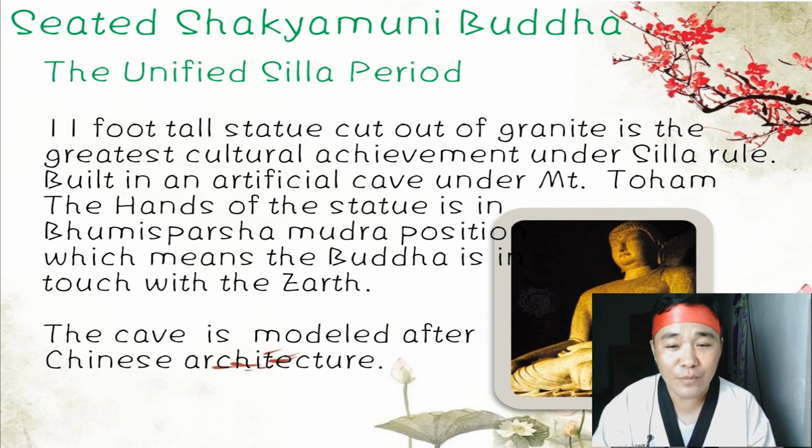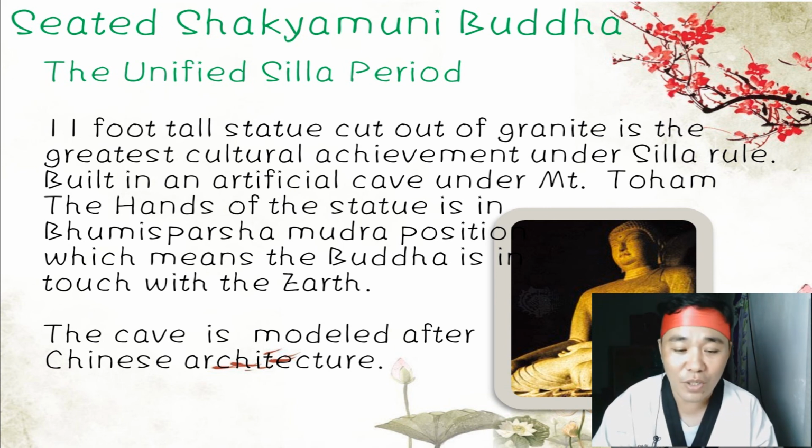Seated Shakyamuni Buddha. During the Unified Silla period, the 11-foot-tall statue, cut out of granite, is the greatest cultural achievement under Silla rule. Built in an artificial cave under Mount Toham, the hands of the statue are in the Bhumisparsha Mudra position, which means the Buddha is in touch with the earth. The cave is modeled after Chinese architecture.